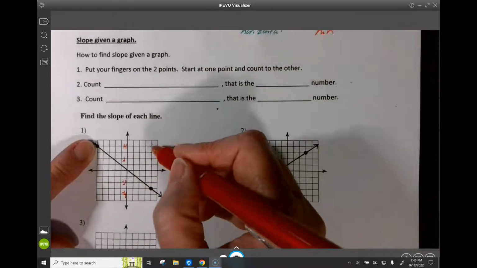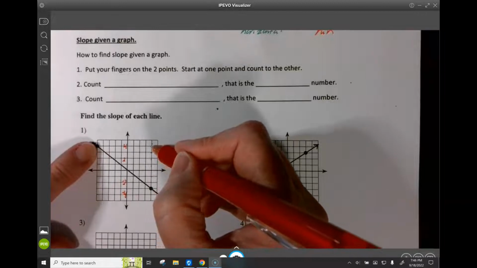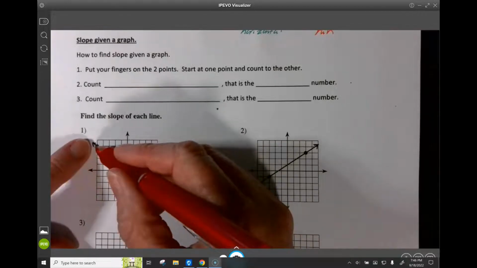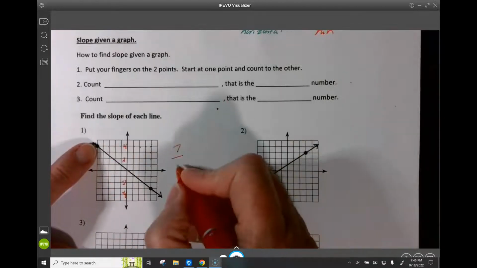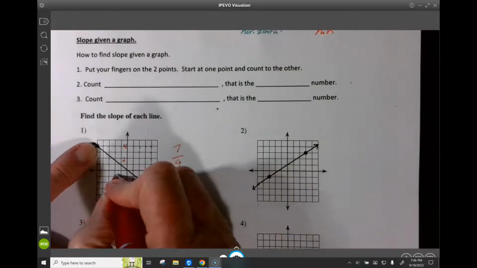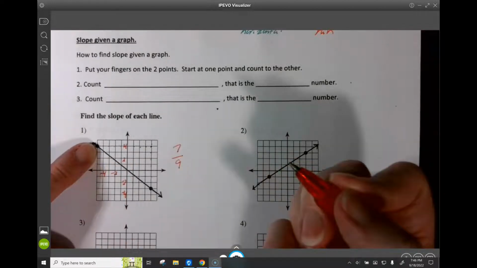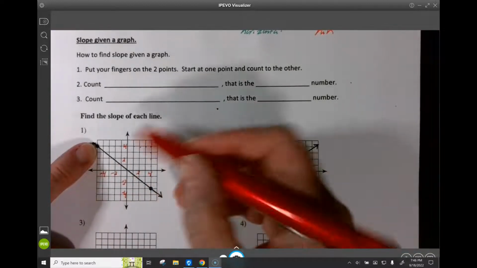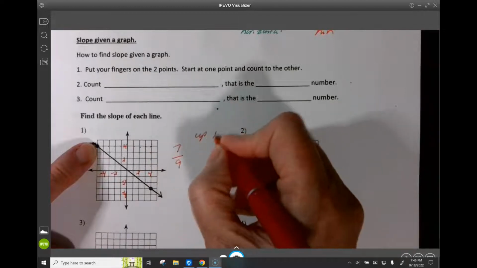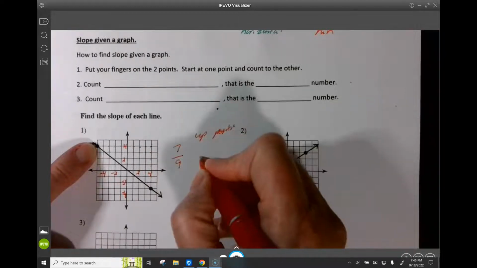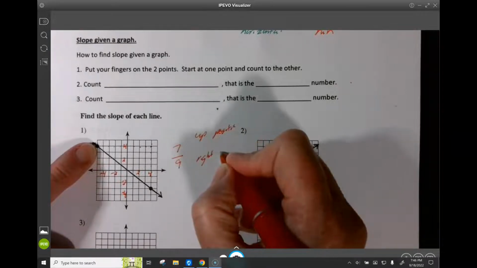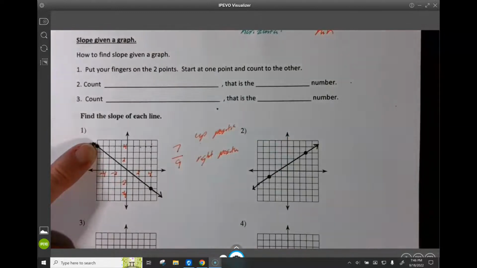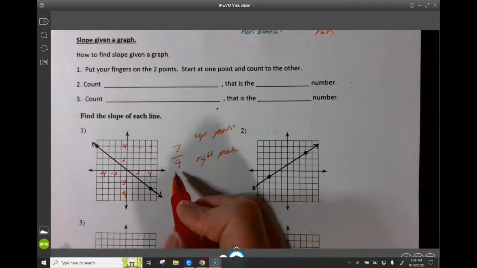Now I go here, and I have to get to this point. So I'm going to count 1, 2, 3, 4, 5, 6, 7, 8, 9. And I went 9 to the left. So think about that. If I'm going to the left, this is a negative 2, negative 4. If I go to the right, this is a positive 2, positive 4. So up is positive, and right is positive. That means down is negative, left is negative. That is the slope of my line.